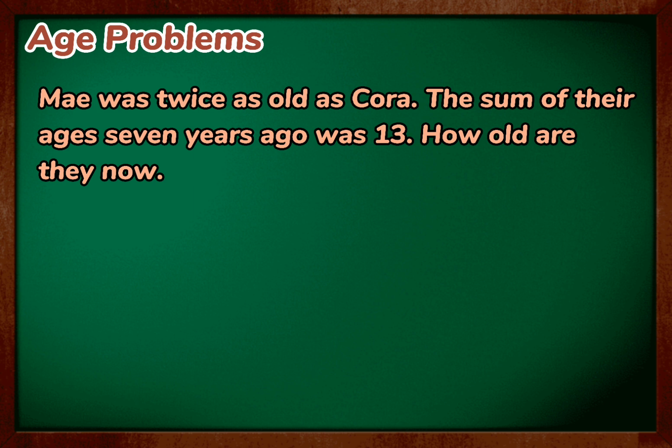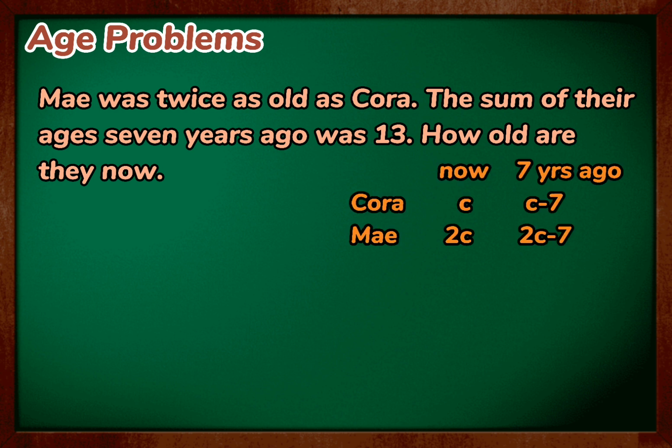Next, May was twice as old as Cora. The sum of their ages 7 years ago was 13. How old are they now? To illustrate, let C be Cora's age and 2C be May's age. And 7 years ago, Cora was C minus 7 and May was 2C minus 7. Then the problem says that 7 years ago, which we refer to in this column, the sum of their ages was 13. So the equation is 2C minus 7 plus C minus 7 equals 13.